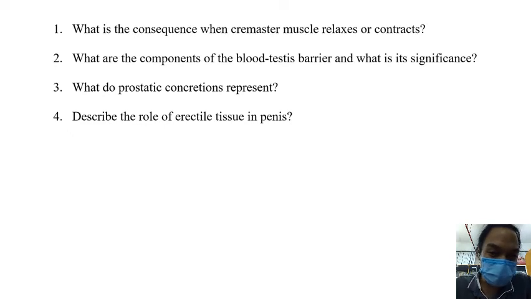Then describe the role of the erectile tissue in the penis. They will actually help the penis be rigid, thus facilitating copulation with a female, the transfer of sperm cells from the male to the female. So that's impossible without the erectile tissue in the penis.